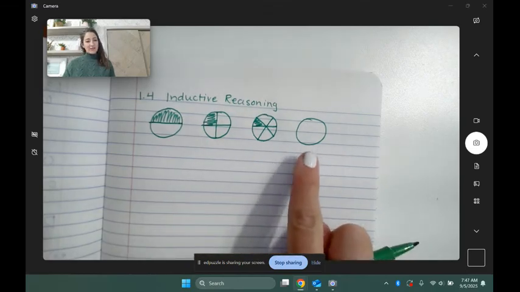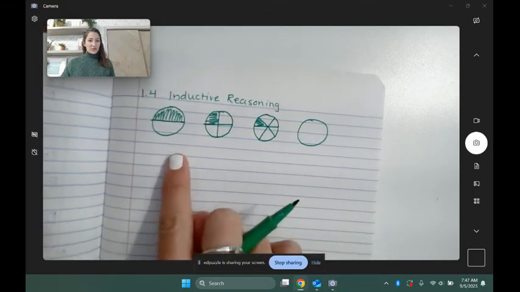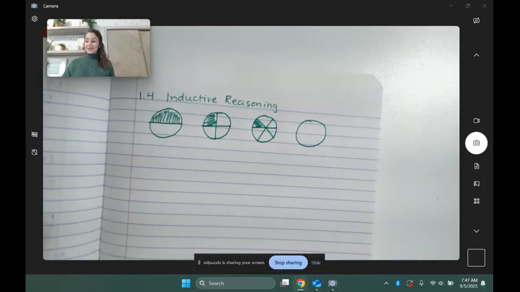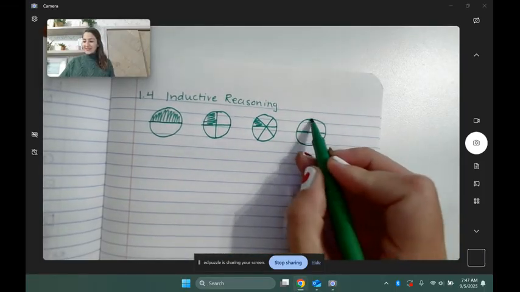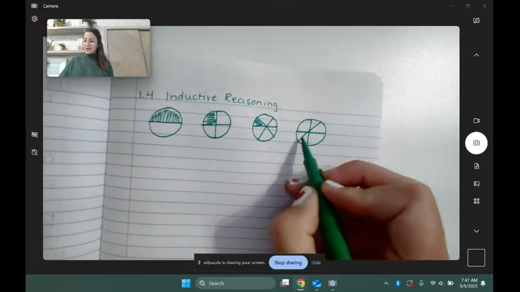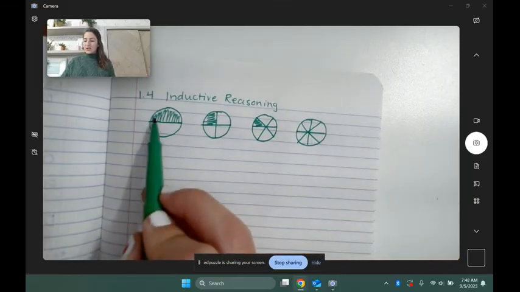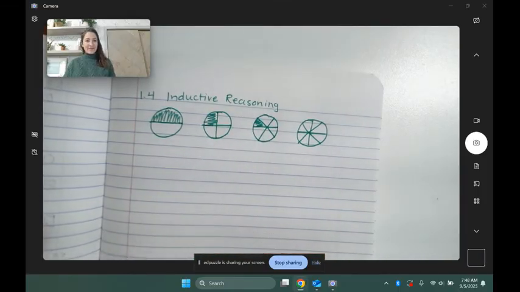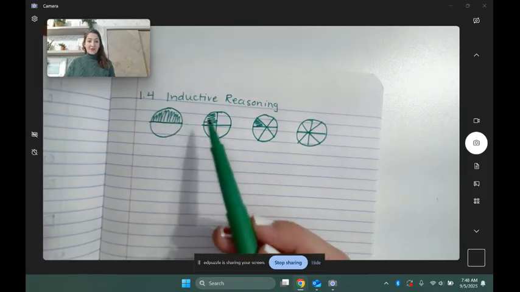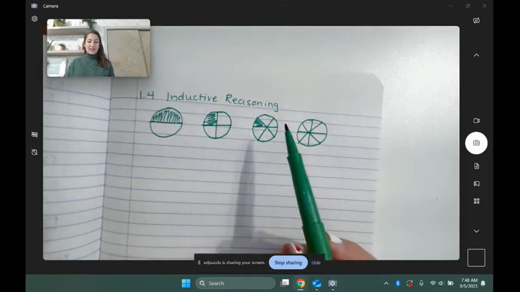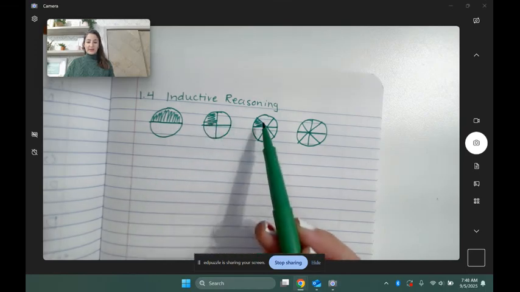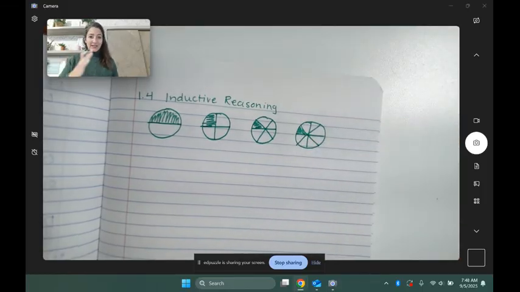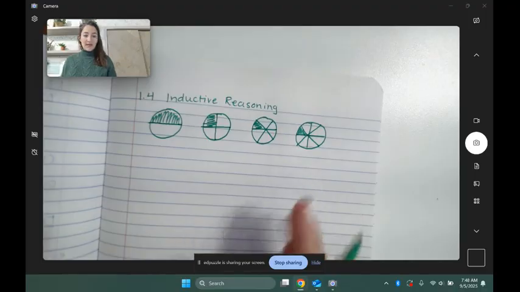Does this tell you enough to know what's going to go here? So this was cut into 2 pieces, cut into 4 pieces, cut into 6 pieces. So this one is going to be cut into 8 pieces. Does the pattern tell you which piece is going to be colored in? Because it looks like it's on the top half of the circle each time, and it's like the leftmost piece. So it's going to be this one. We used inductive reasoning based on that pattern to see what comes next.